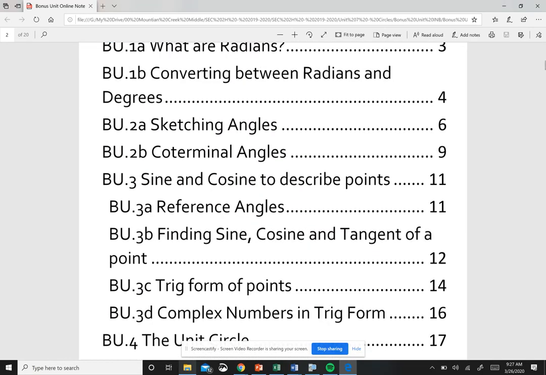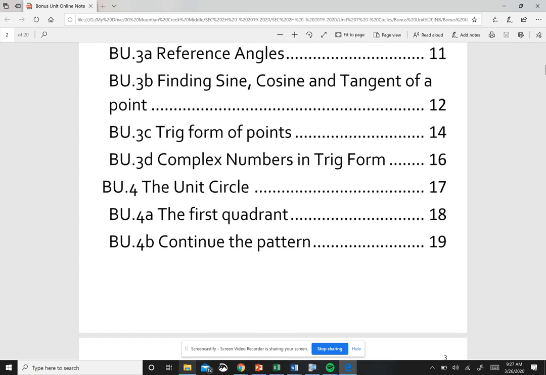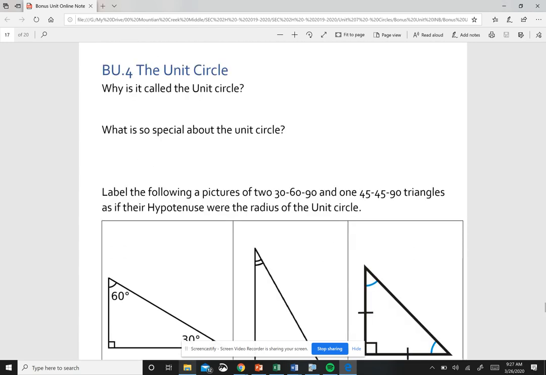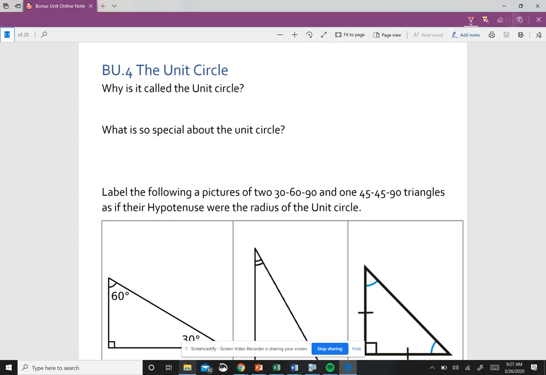Aren't you so excited? All right, so what we're focusing on today is just going to be the unit circle. And we're going to mostly be focusing on that first quadrant, but we need to talk about a few things. So first off, it's called the unit circle because it's a circle that has a radius that's exactly 1 unit. 1 unit of what? Doesn't matter. But it's a circle with a radius of only 1 unit.